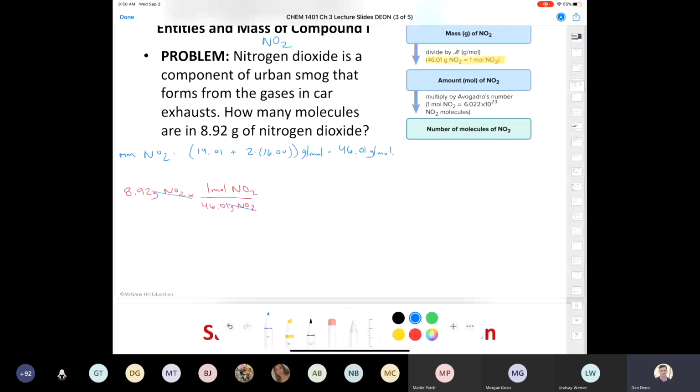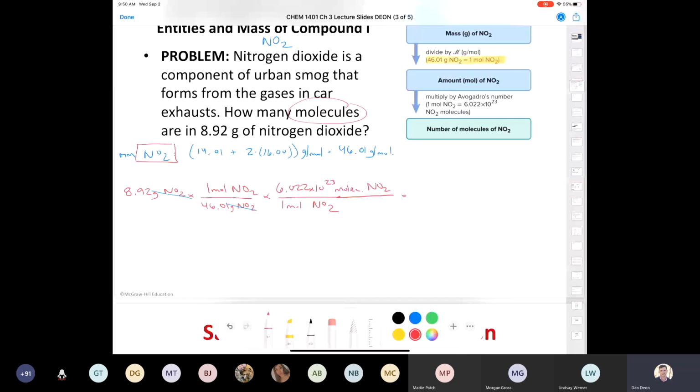If we were to stop right here, we would have the number of moles of NO2, but we need to figure out the number of molecules of NO2, right? NO2, nitrogen dioxide, that's a molecule. And so when we multiply all this out, we put that in: 1 mole of nitrogen dioxide gives us 6.022 times 10 to the 23rd molecules. I'll put molecules of NO2.